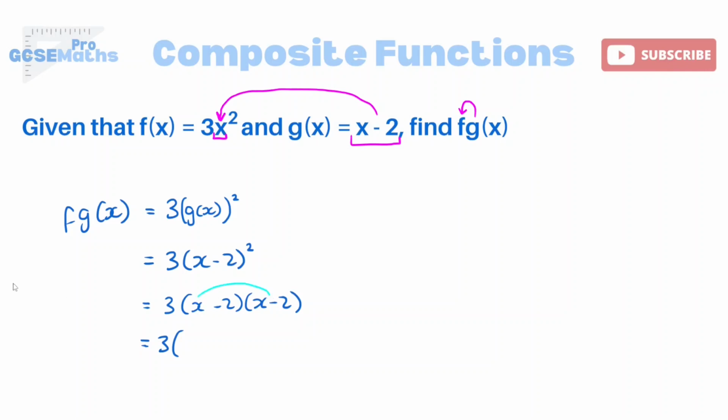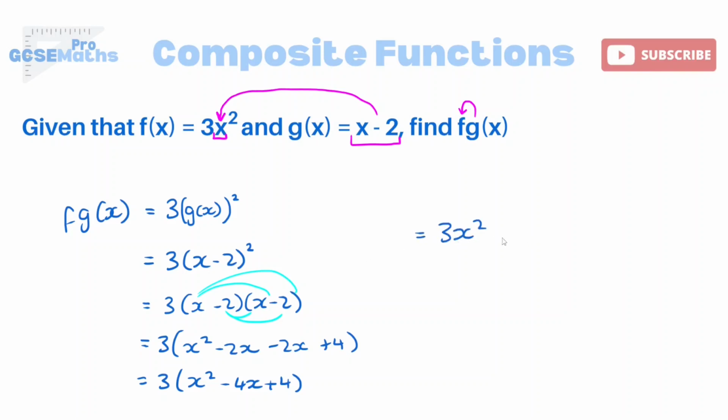So I've got x times x, obviously x squared. x times minus 2 is minus 2x. Another minus 2 times x, so minus 2x. And finally, we have the minus 2 times my minus 2, which is positive 4. If I simplify that middle bit, I've got x squared minus 4x plus 4, haven't I? Now I can expand it by multiplying all of those terms in the bracket by 3. I've got 3x squared minus 4x times 3 is minus 12x, and 4 times 3 is plus 12. So there's my answer.